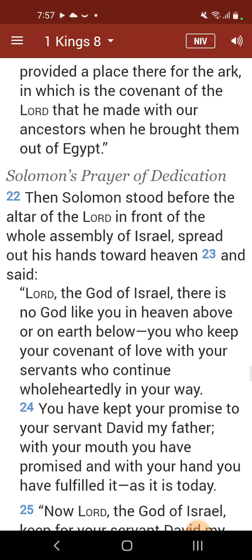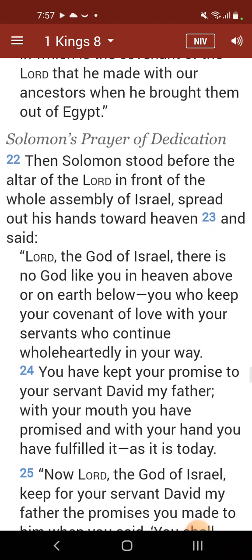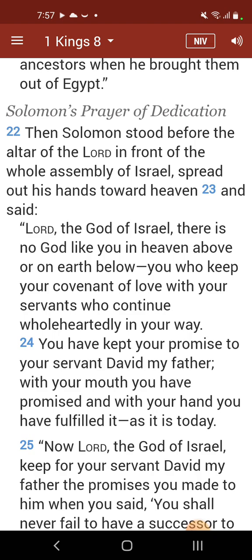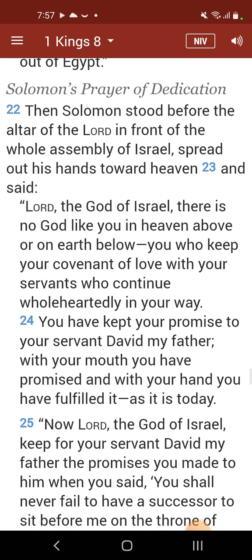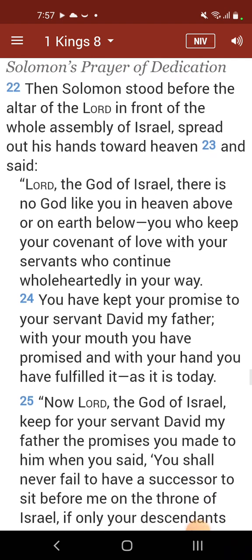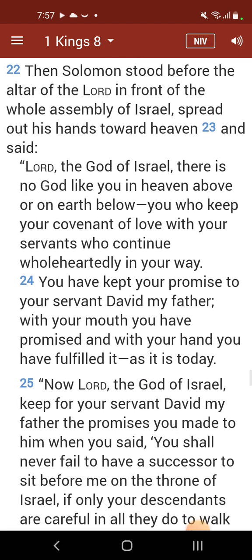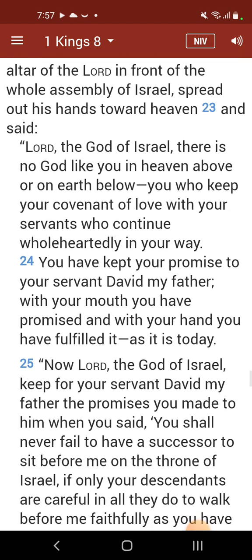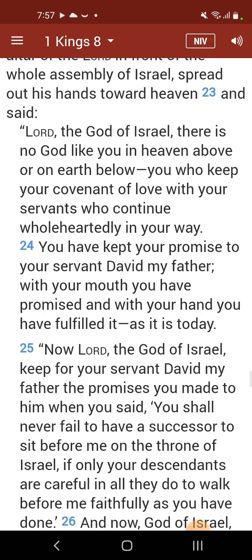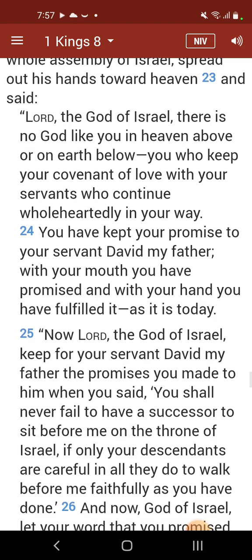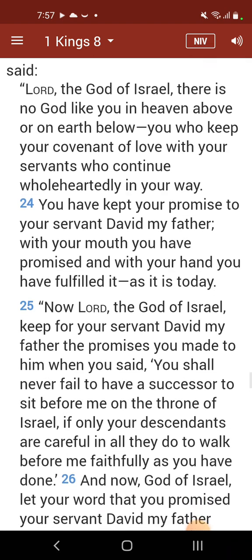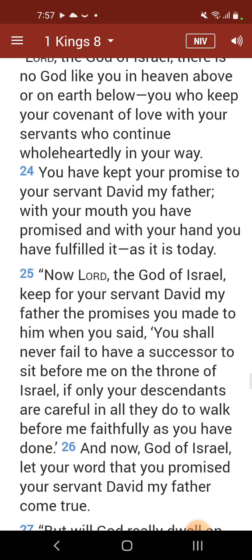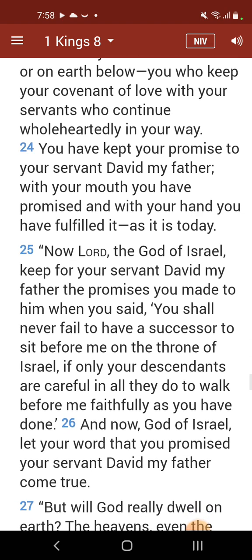Then Solomon stood before the altar of the Lord in front of the whole assembly of Israel, spread out his hands toward heaven, and said, "Lord, the God of Israel, there is no God like you in heaven above or on earth below. You who keep your covenant of love with your servants, who continue wholeheartedly in your way. You have kept your promise to your servant David, my father. With your mouth you have promised, and with your hand you have fulfilled it, as it is today.